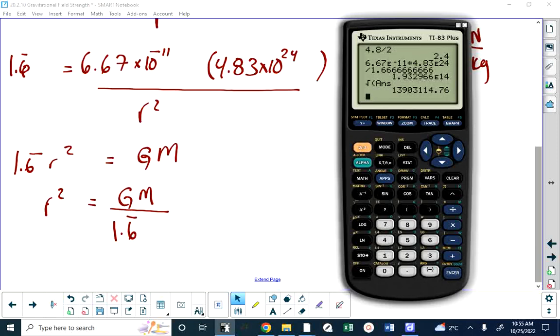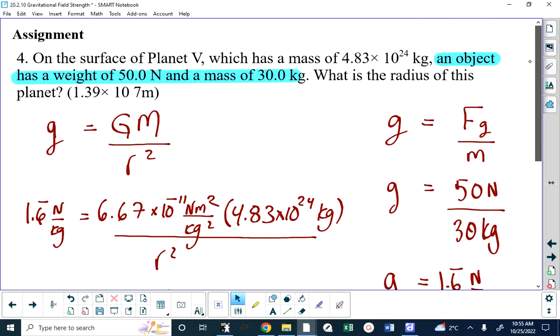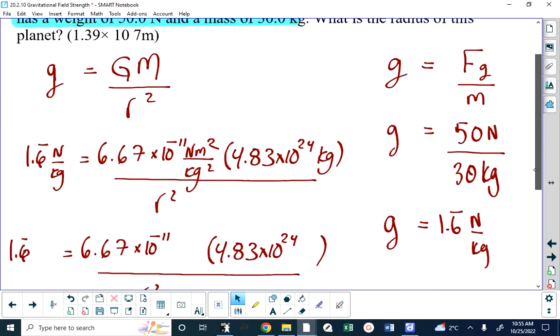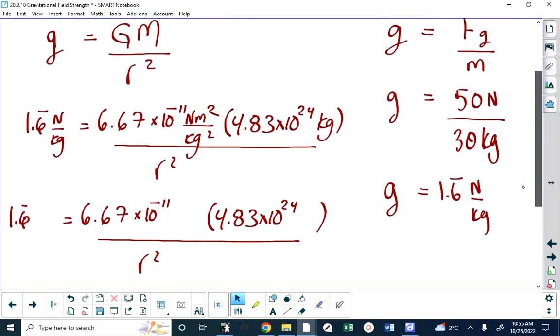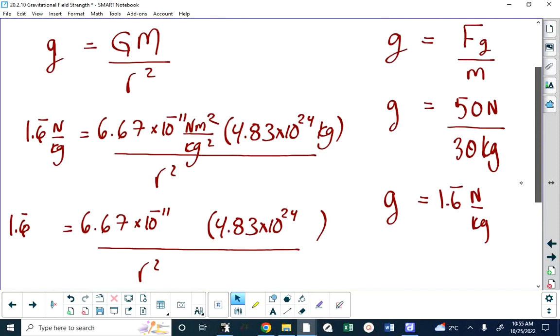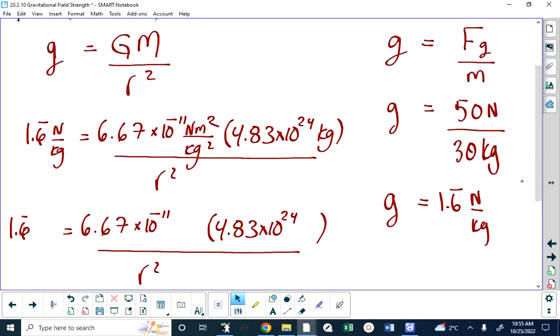So I'm getting r equals 1.39 times 10 to the 7 meters, which is the answer. My superscript on the 7 is not there, but it's correct. I did mention that there was another way you could have done this, and looking up here, this is essentially all of the work. It's a fair amount of work.